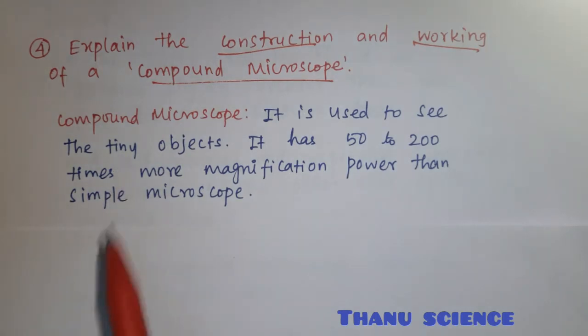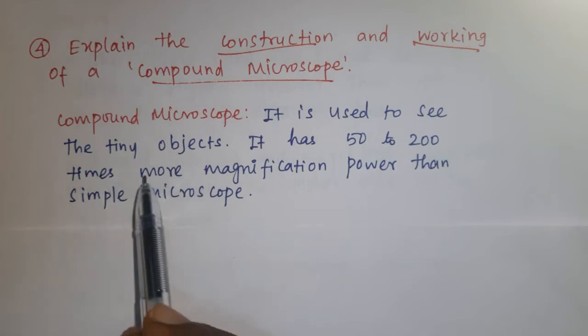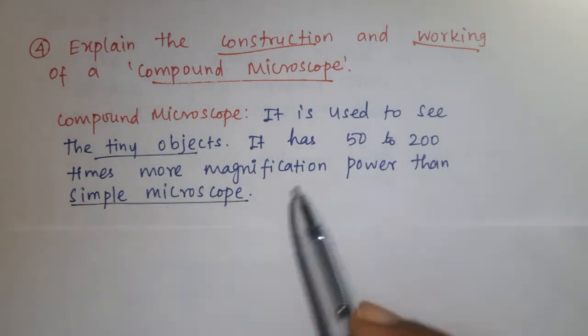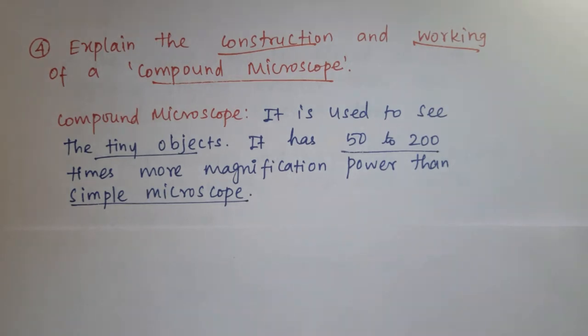First, we'll see what a compound microscope is. By using a simple microscope, you can see small objects. If the object is very tiny or very small, we can use the compound microscope. So a compound microscope is used to see tiny objects. Its magnification is more than a simple microscope, about 50 to 200 times more magnification power than a simple microscope. So its magnification is high.